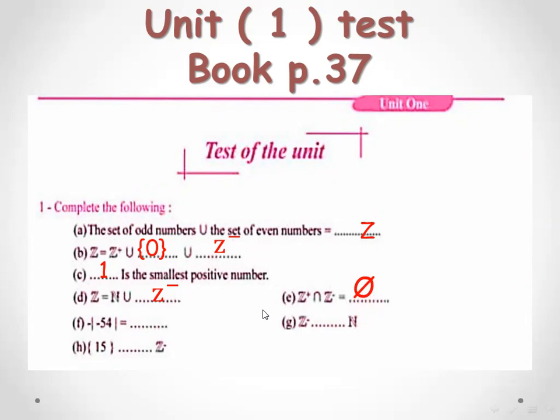Negative absolute value of negative 54. The negative is outside, so I'm going to put it in my answer. Absolute value of negative 54 equals 54. So the answer is negative 54.